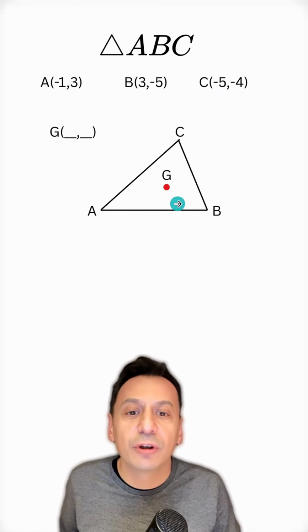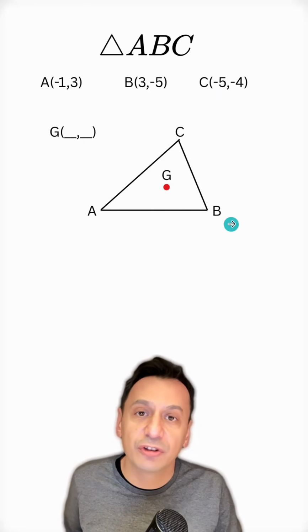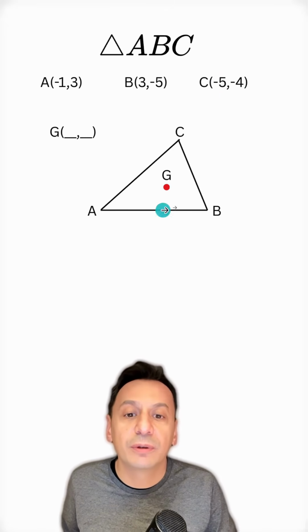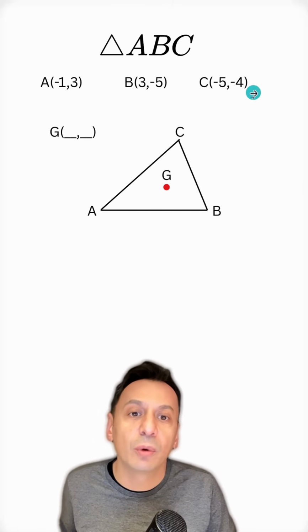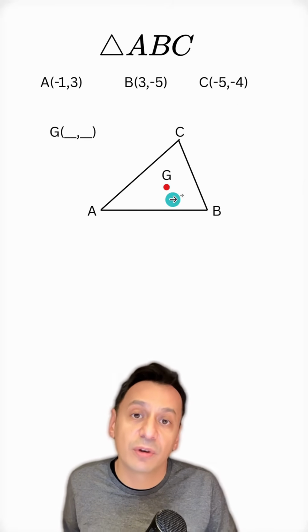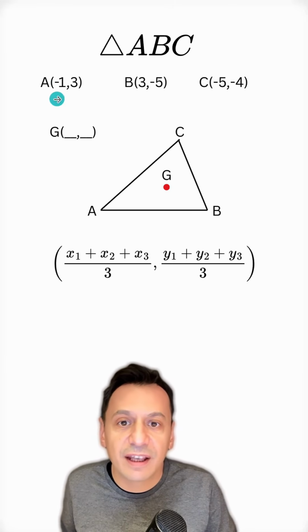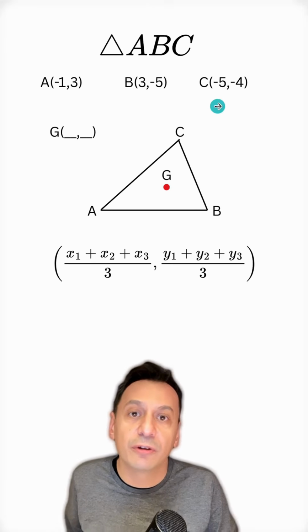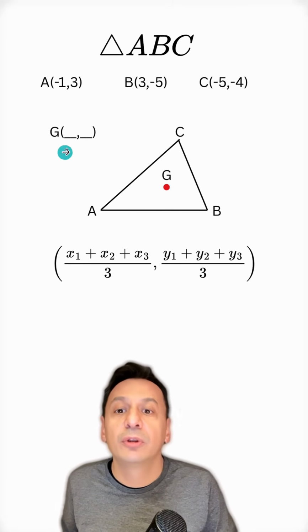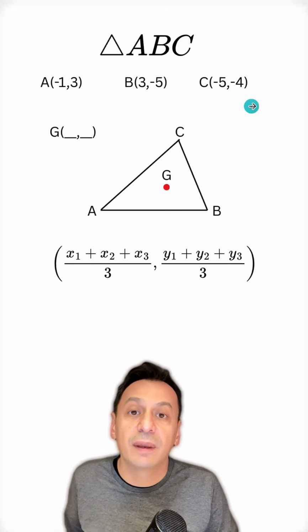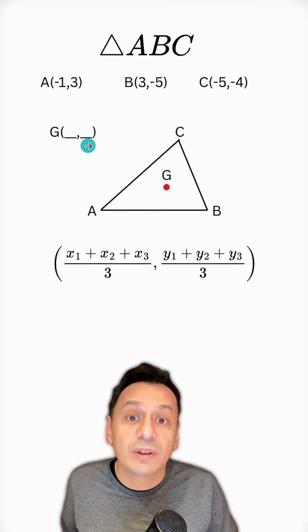Let's find the coordinates of the centroid of triangle ABC using different methods. Here, the average of the x-coordinates of the vertices will give me the x-coordinate of the centroid, and the average of the y-coordinates will give me the y-coordinate of the centroid. So if I add -1, 3 and -5 here and divide by 3, I'll get the x-coordinate of G. If I add 3, -5 and -4 and divide by 3, I'll find the y-coordinate of G.